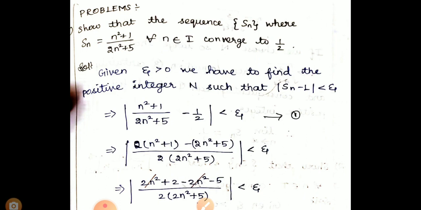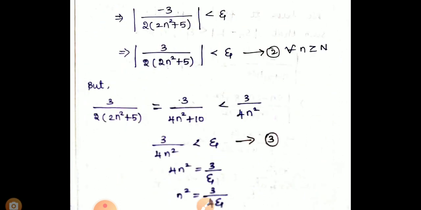Here we are cancelling the 2n squared and minus 2n squared. So we are getting the remaining term as modulus of minus 3 divided by 2 into 2n squared plus 5, which is less than epsilon. Since we are taking the modulus value, we can neglect the negative and take only the positive. So 3 divided by 2 into 2n squared plus 5 is less than epsilon. This is the second equation.